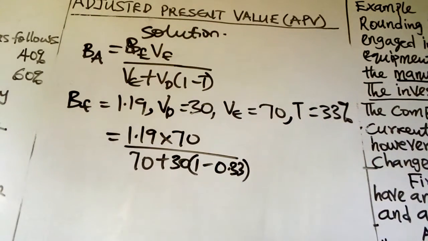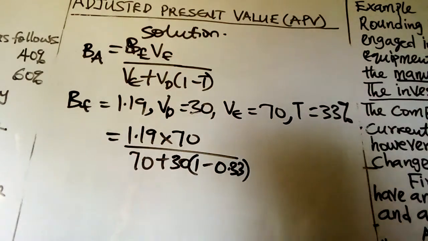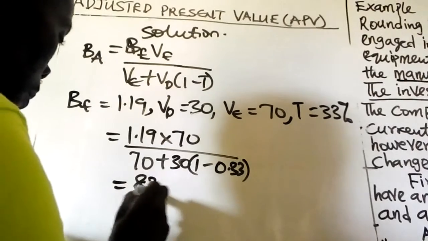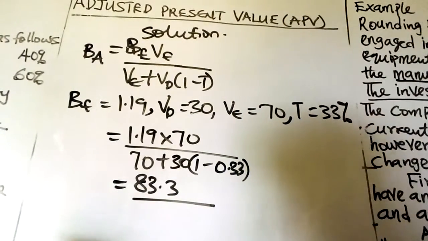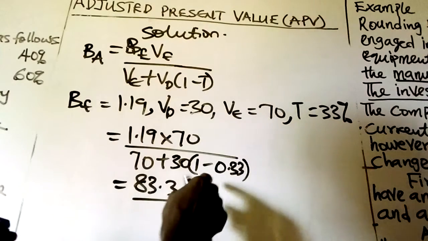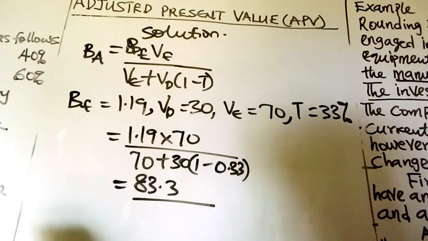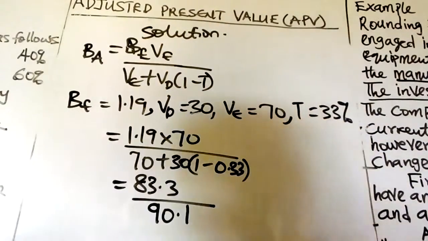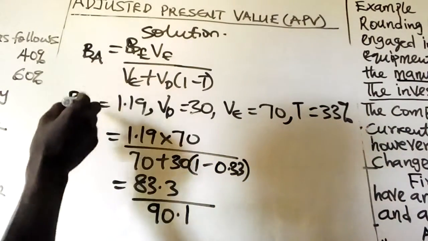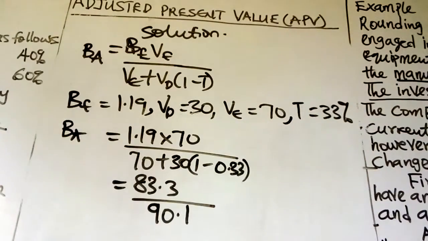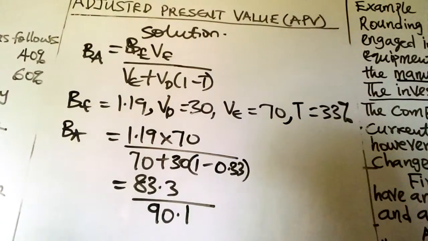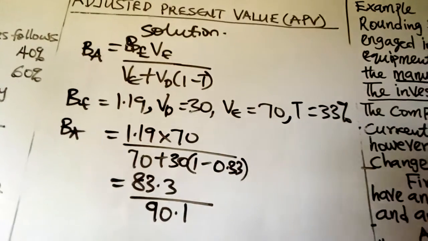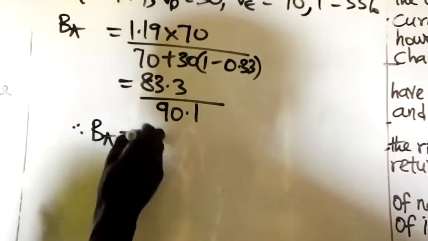So we have 1.19 times 70, and that will give us 83.3. Then 1 minus 0.33 gives us 0.67. 0.67 times 30 gives us 20.1. 20.1 plus 70, then you have 90.1. Remember, this is the asset beta formula: beta of asset equals this. So you now have 83.3 divided by 90.1, which gives us 0.92. Therefore, asset beta is 0.92.